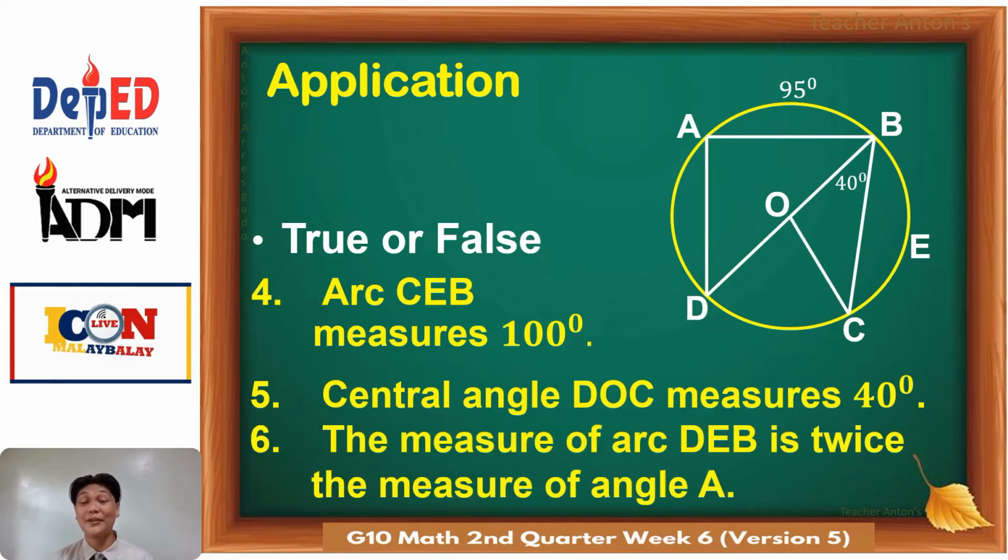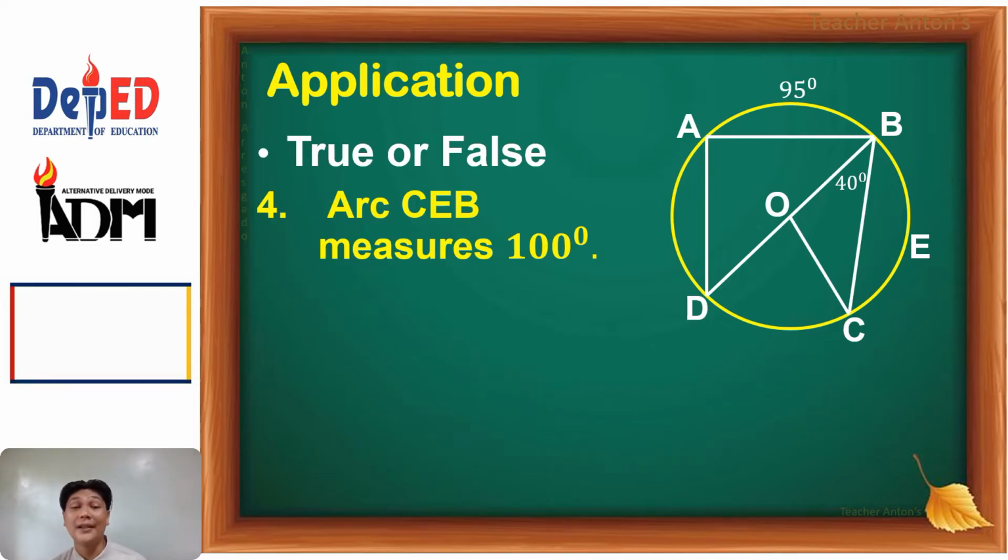And number 6, the measure of arc DEB is twice the measure of angle A. Okay, let's answer number 4. We are going to solve whether the measure of the arc CEB there is 100 degrees. How do we do that?